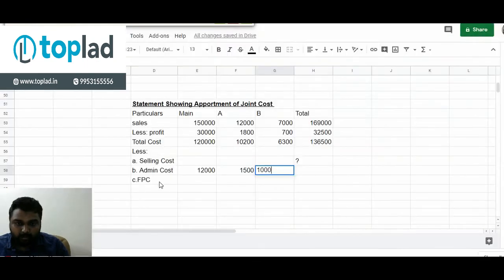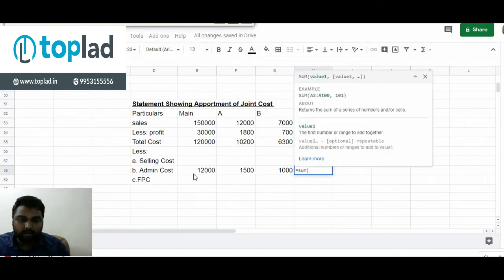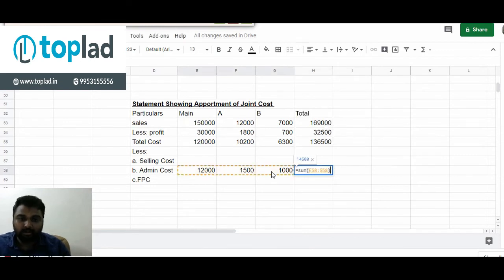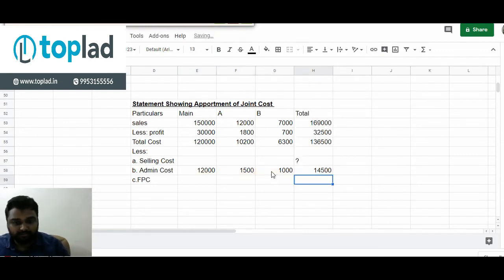So what is the total admin cost? The total admin cost will be the sum total, which will be what? 14,500.